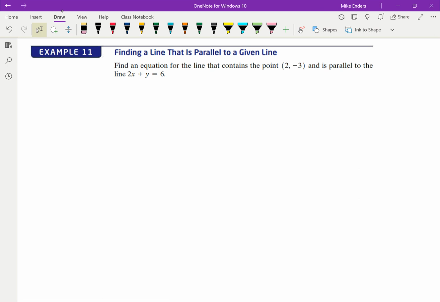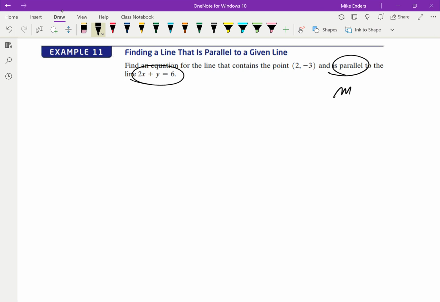Take a look at example number 11. Find an equation for the line that contains point 2, negative 3, and is parallel to the line 2x plus y equals 6. When we take a look at that one, if I've got to be parallel, then my slope must be the same as whatever the slope is here of 2x plus y equals 6. So slope has to match.